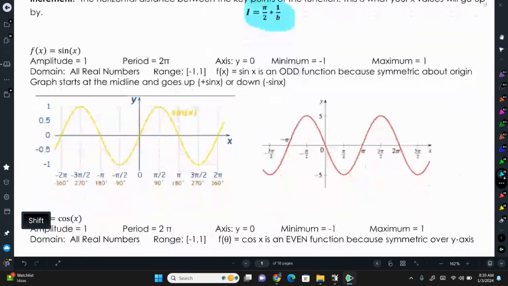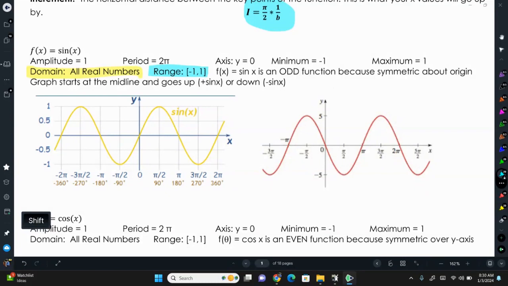So the sine function, f of x equals sine x, that's the basic sine function, has an amplitude of 1, a period of 2 pi, axis, our midline of y equals 0, minimum and maximum of -1 and 1. And those are going to change when we start transforming this. The domain is all real numbers. The range, though, is -1 to +1, because if you think about the unit circle, the smallest y value on it is -1, and the largest value on it is +1.